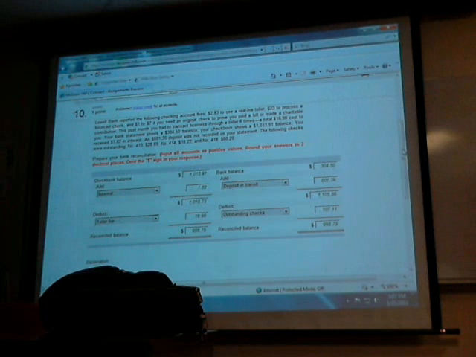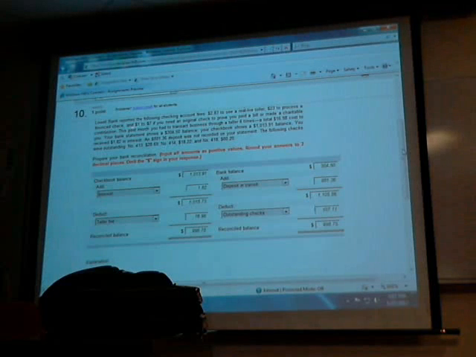So take a look. 23 bucks to process a bounced check. $1, or it says $1 to $7 if you need an original check to prove you paid a bill or made a charitable contribution. So far, none of these actual numbers are in here yet. So problem 10 is a special problem. It's a little different from the other ones.